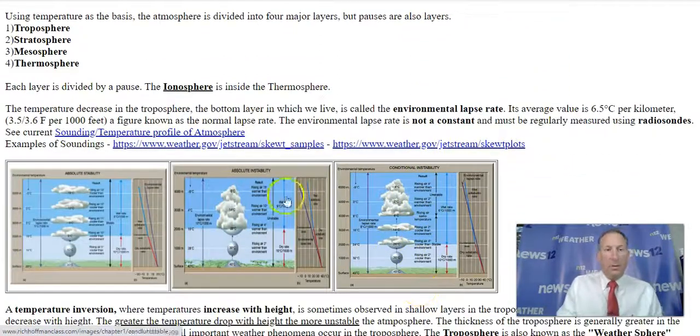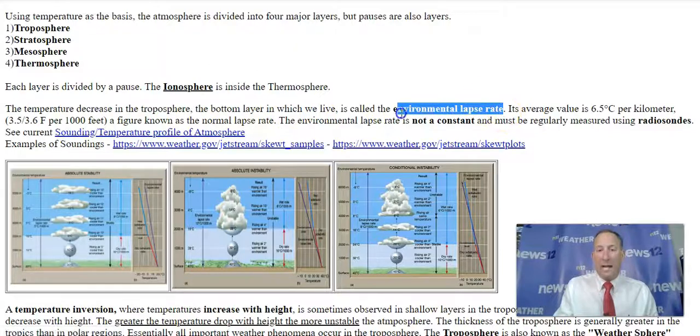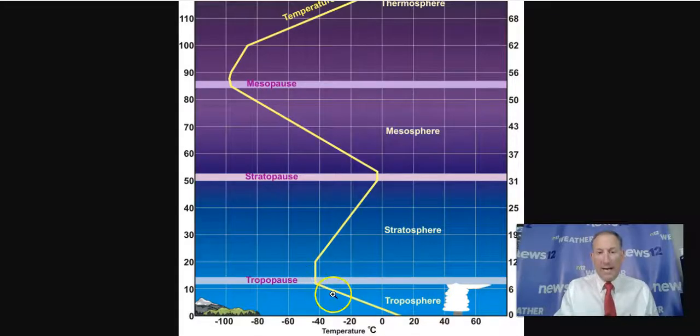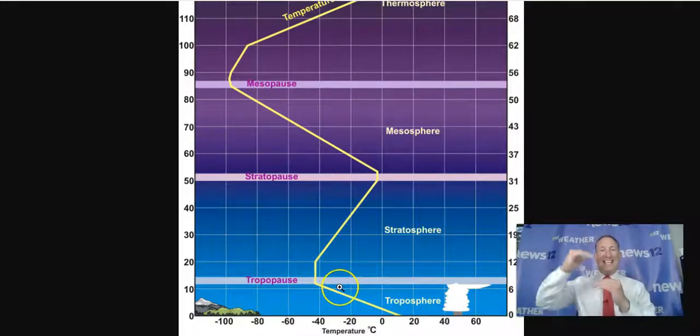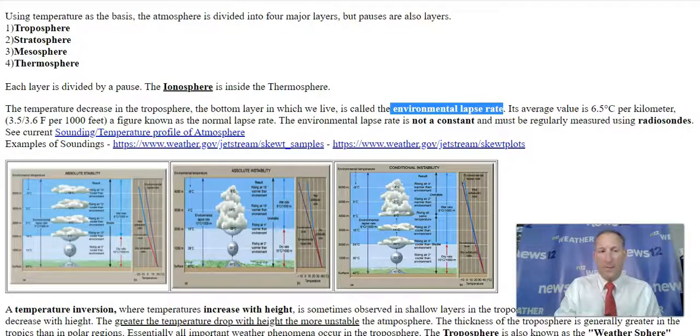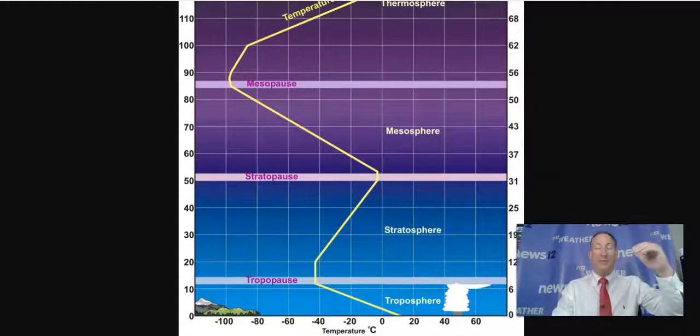So the temperature decrease in the troposphere, the bottom layer in which we live, is called the environmental lapse rate. The environmental lapse rate. This average rate is about 6.5 degrees Celsius per kilometer. So what happens here is, you see this little yellow line at the bottom in the troposphere? The temperature is decreasing, getting colder, decreasing with height, 6.5 degrees Celsius per 1,000 meters. So if you go up 1,000 meters, the temperature drops 6.5 degrees Celsius. You go up another 1,000 meters, the temperature drops again another 6.5 degrees Celsius.